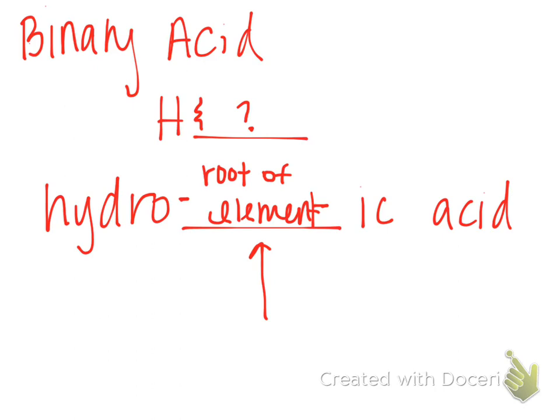Okay, so this could be hydrobromic acid, which means I'm dealing with what element? Bromide, right? Hydrochloric acid, which means I'm dealing with chloride, things like that. Okay, so let's look at some examples here.